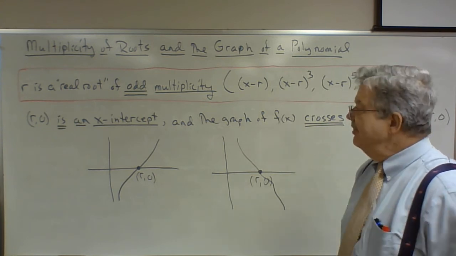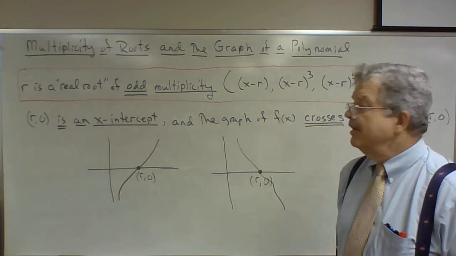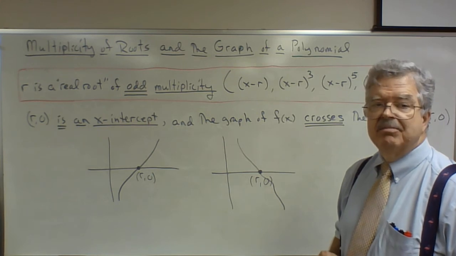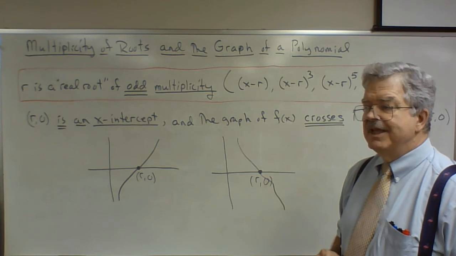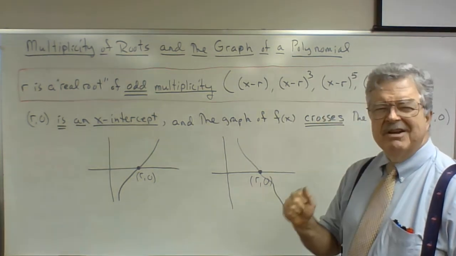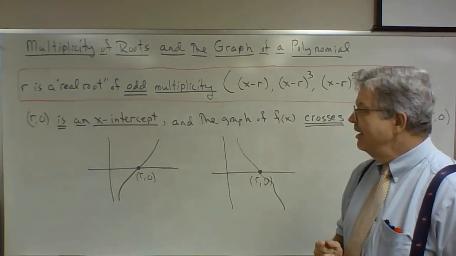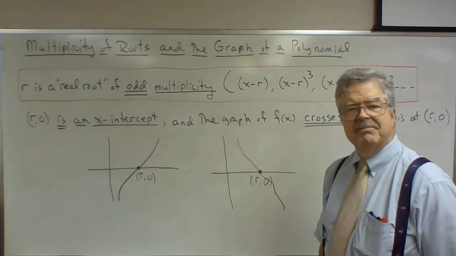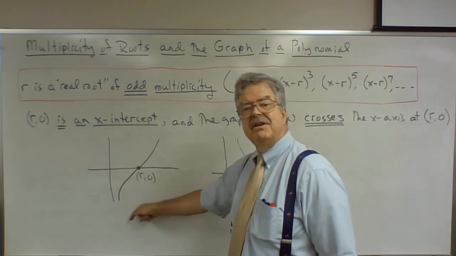So this is the difference graphically between a root of even multiplicity and odd multiplicity. Where we have a root of even multiplicity, the graph touches the x-axis, but it doesn't cross. Where we have a root of odd multiplicity, the graph touches the x-axis and continues to cross.